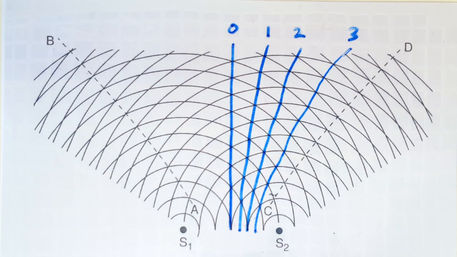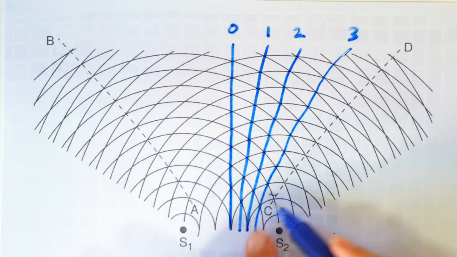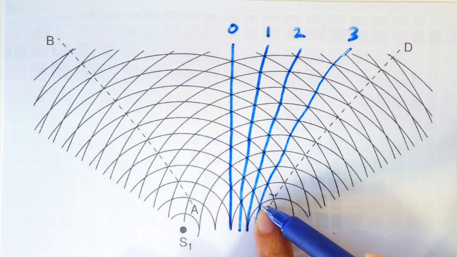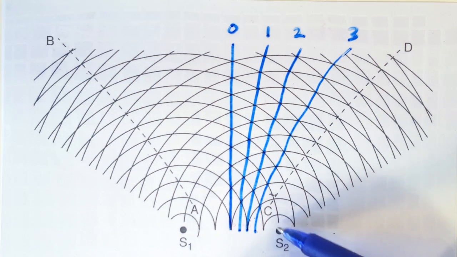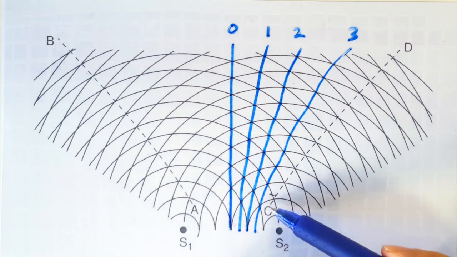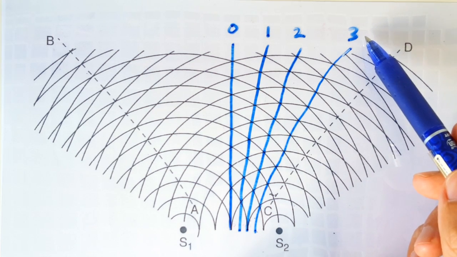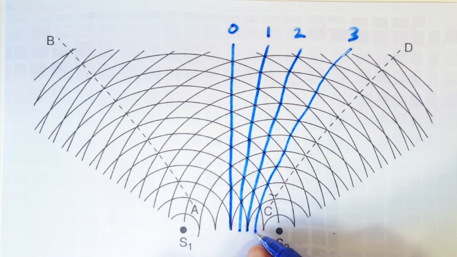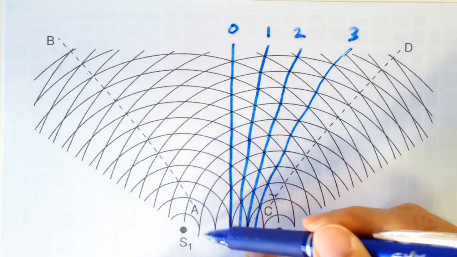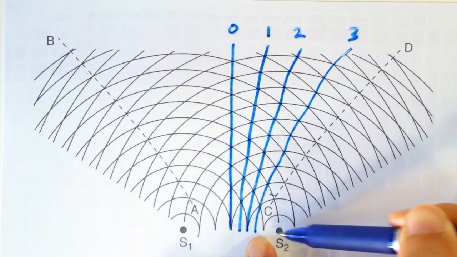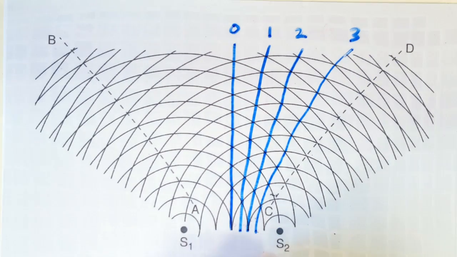If you want, you can do a quick check. For example, take this point here. This point is 1, 2, 3, 4, 5 wavelengths away from S1, and it's only 2 wavelengths away from S2. So 5 and 2, that's why the path difference is 3 wavelengths. You can check these points as well. This point here, 1, 2, 3, 4, 4.5 compared to 1.5. So the path difference is 3.